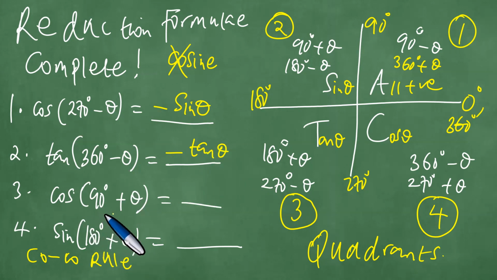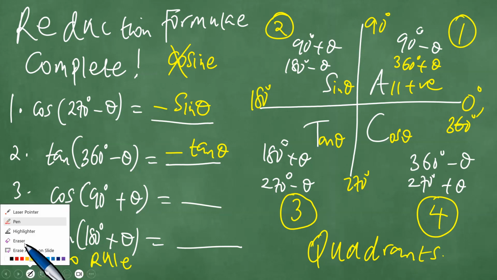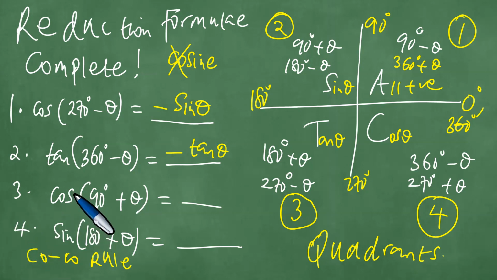Right, if you're dealing with 90 degrees plus theta cosine, what's the answer? Cosine of 90 degrees plus theta, what is the answer? Okay, anyone? Right, this is being recorded, so guys, you can watch it 100 times. So don't stress if you cannot copy everything now.